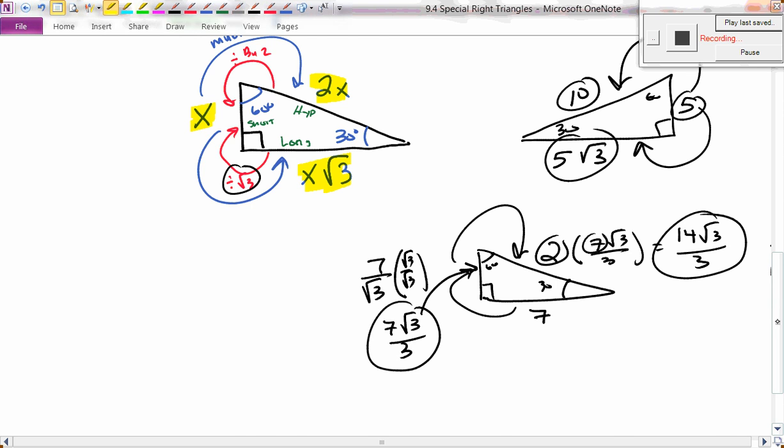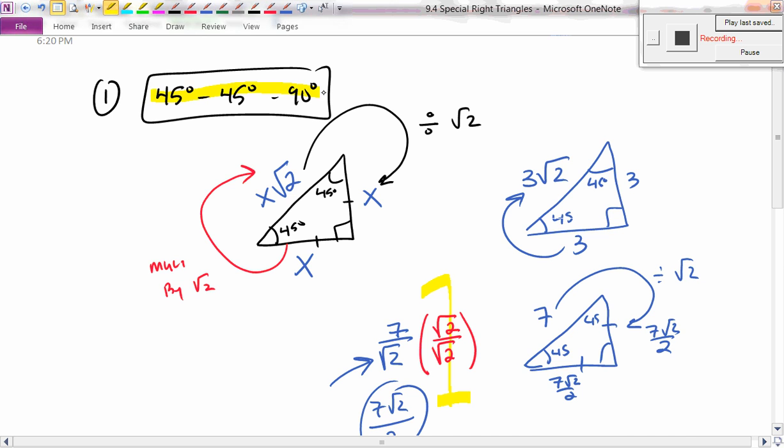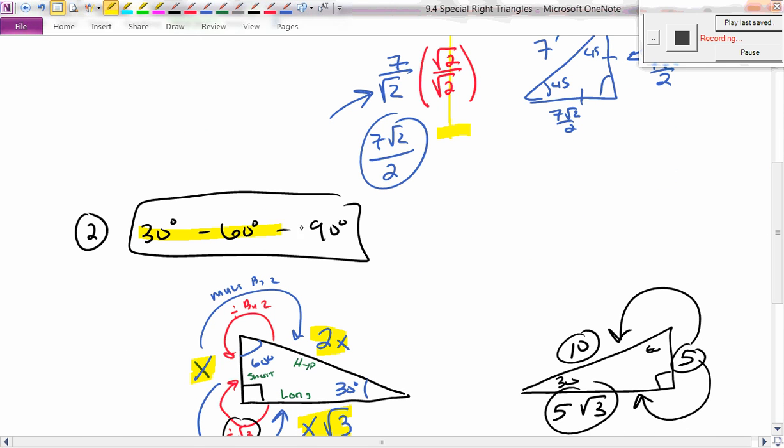So two special right triangles. We have a 45, 45, 90, and we have a 30, 60, 90.